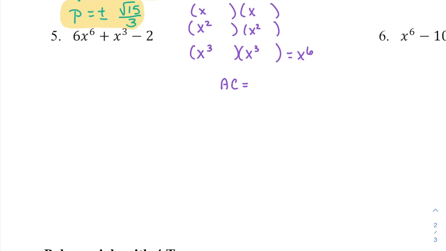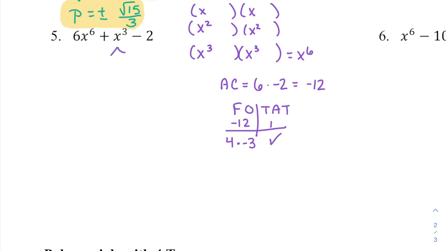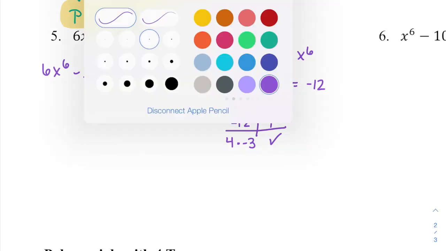Whoops. 6 times negative 2, negative 12. So I want factors of that add to negative 12 and 1, which are 4 and negative 3. So I'm going to split my middle term here, keep my first term the same, 6x to the 6th, minus 3x cubed, because that middle term is an x cubed, so I always want that exponent to be the same as that middle term, plus 4x cubed minus 2.